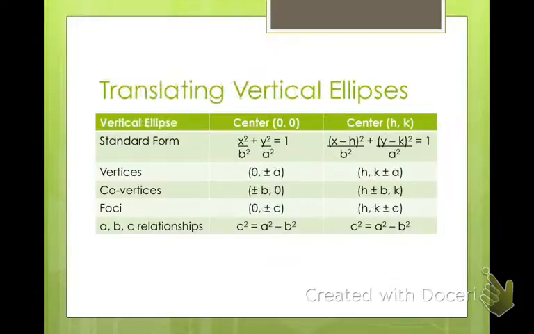The same thing for our vertical ellipses. You just change that x and y to x minus h squared and y minus k squared. All the other values stay the same. You always go from the center.